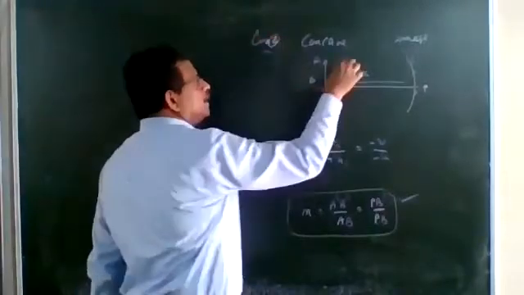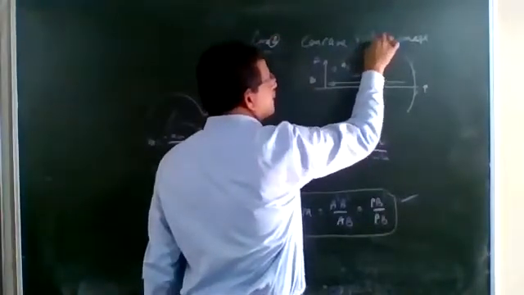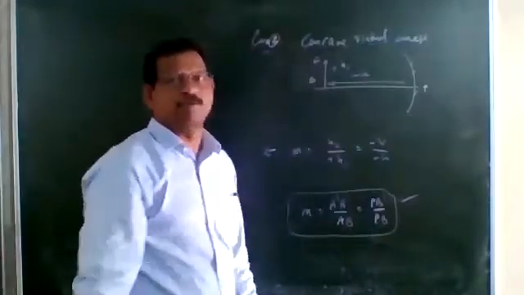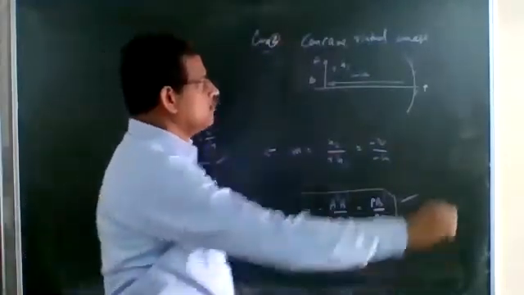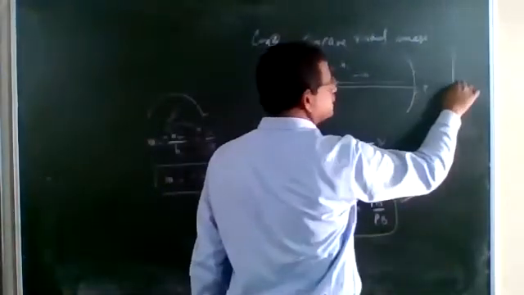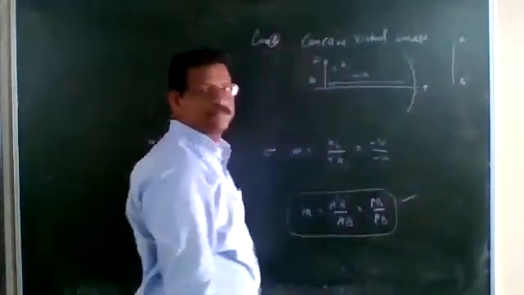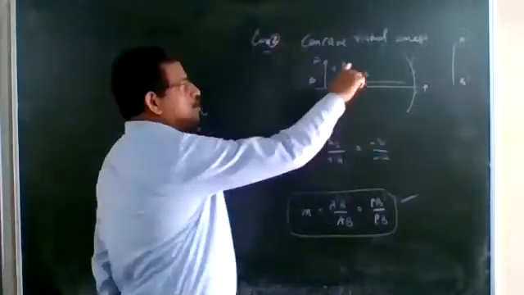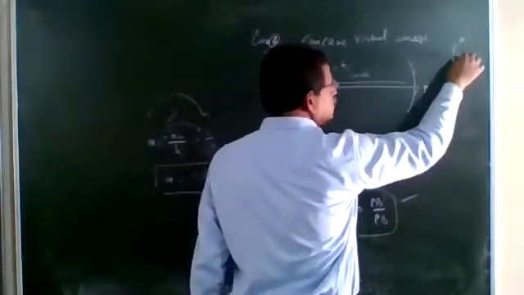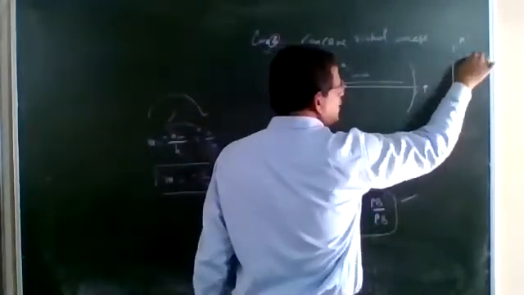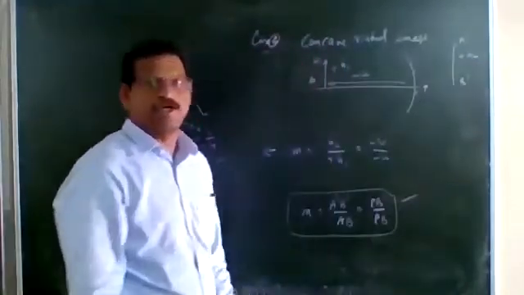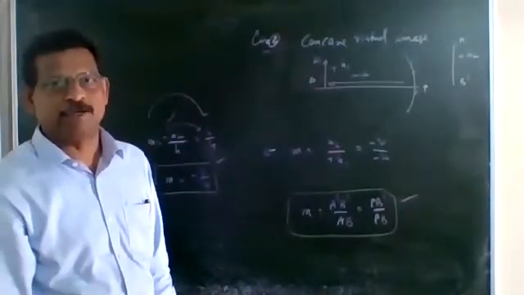Case 2, concave virtual image. And we'll see what will be the final equation. Virtual image is formed here, behind the mirror. So the height is measured upwards, plus h2. H2 is the height of the image. H1 is the height of the object.